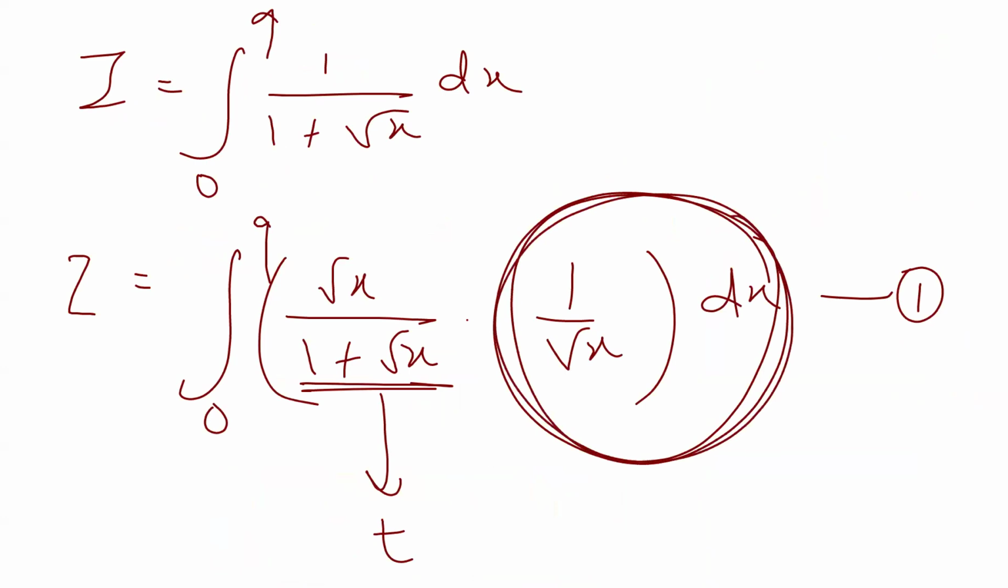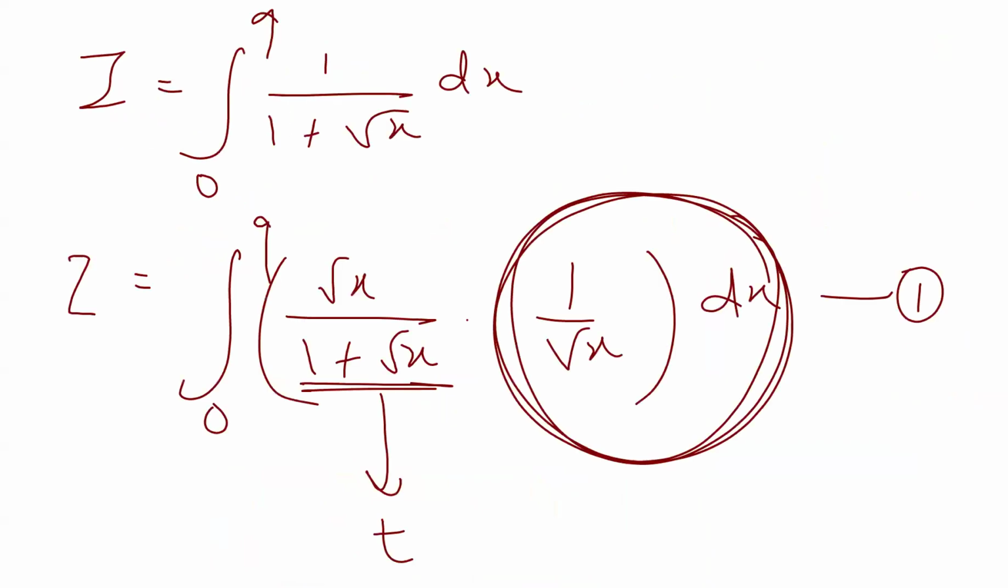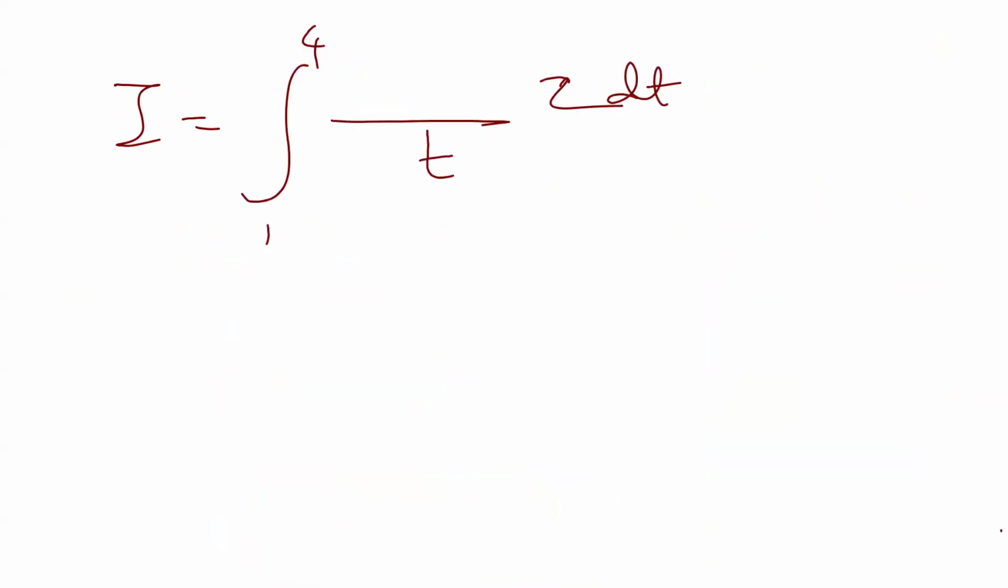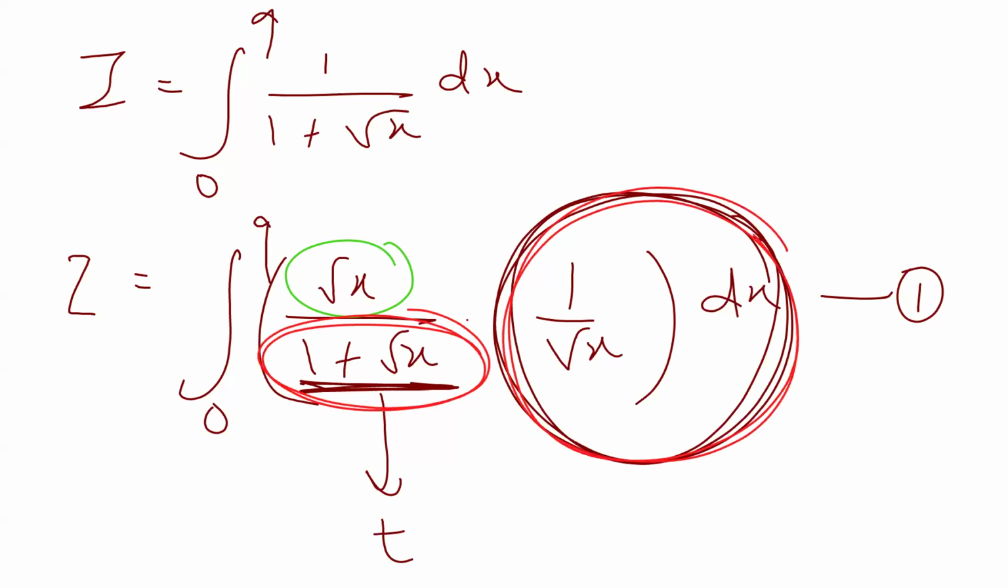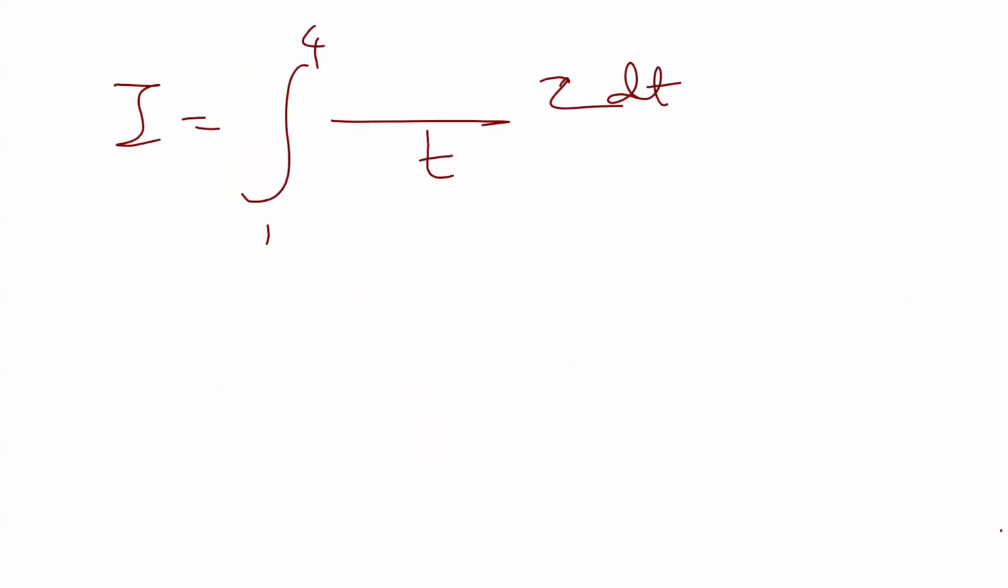Okay, let's go back to the first slide. This part is 2 dt as per the method of substitution. And then down is t. We are having t over here. In the numerator, this root x is left. The red colored parts are sorted, but we are left with this root x. If 1 plus root x is t, then root x will be t minus 1. So this will be t minus 1.